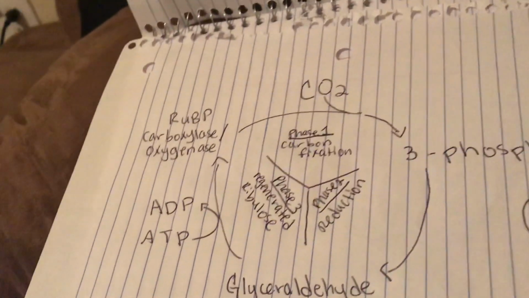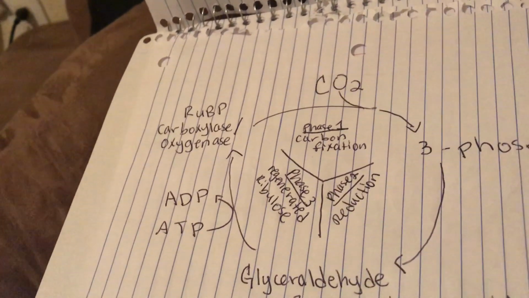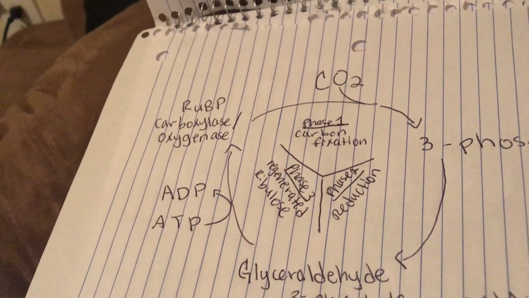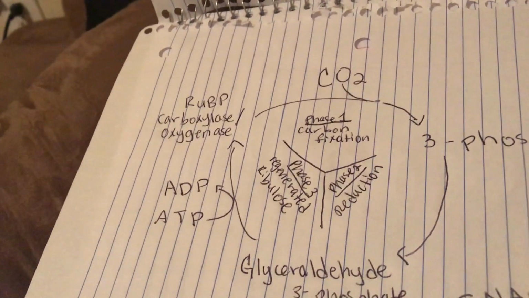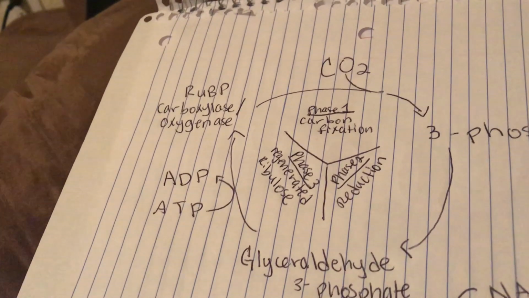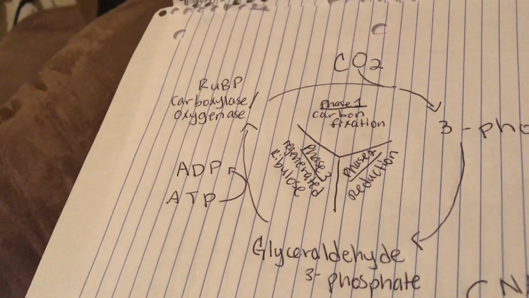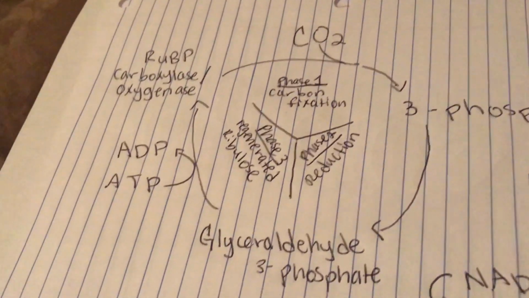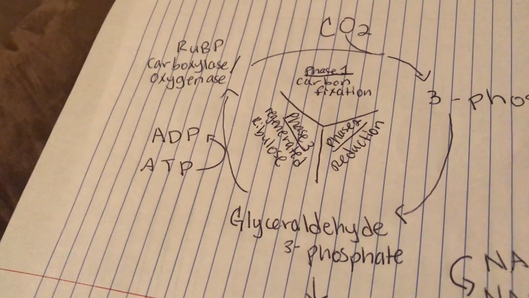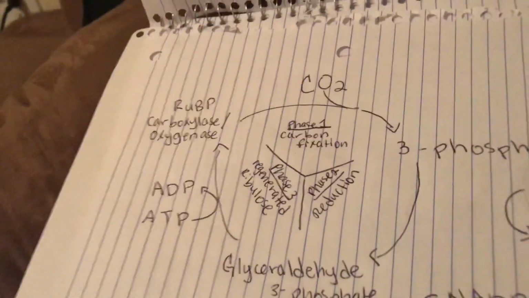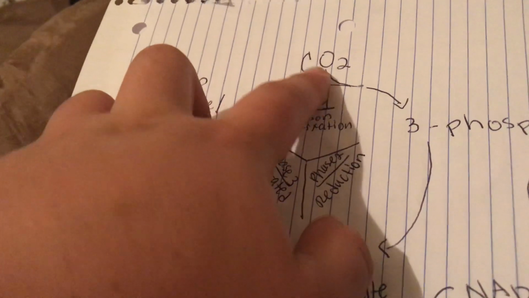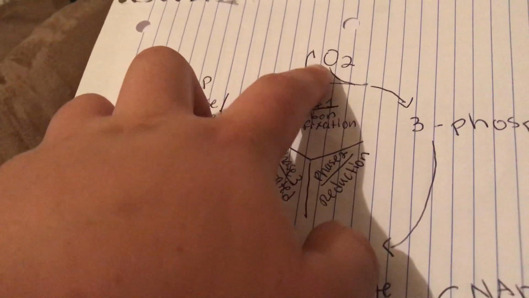Now the Calvin cycle is an anabolic pathway, and it undergoes three phases. The first phase is called carbon fixation, which is catalyzed by something called rubisco. What rubisco does is it takes CO2 from the atmosphere, which you can see from this line. CO2 is taken from outside into this process.